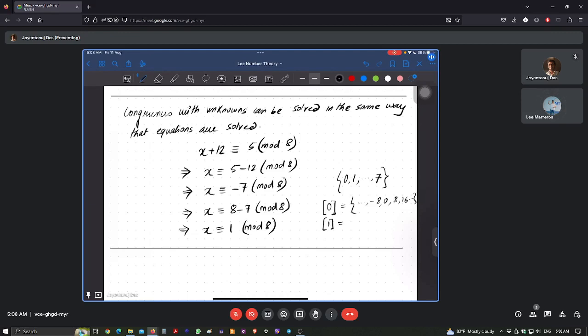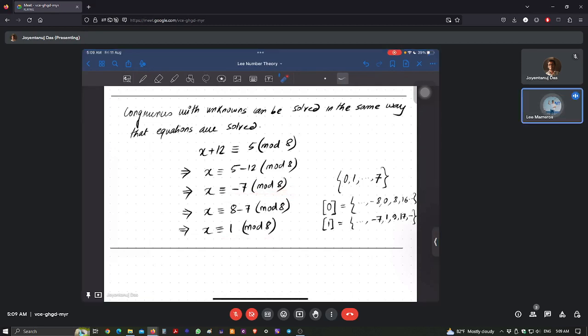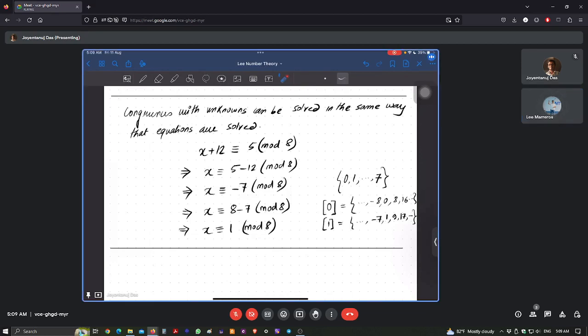Similarly, 1 mod 8 is nothing but minus 7, then 1, then 9, 17, like this. So for each of the remainders, we can partition the integers into classes like these. So this minus 7 is equivalent to 1 in modulo 8. Because the class you're saying x would be the same.